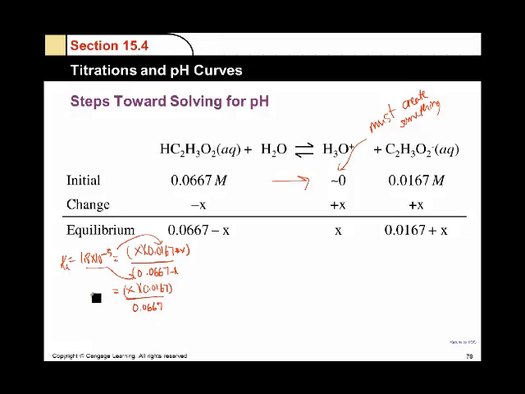There and multiply both sides by 0.067 and divide by 0.1067, and we can find that X, which is the hydronium ion concentration, is equal to 7.19 times 10 to the minus 5. Okay, now let's find the pH, which is the minus log of this number, and we can see that that number is 4.14.